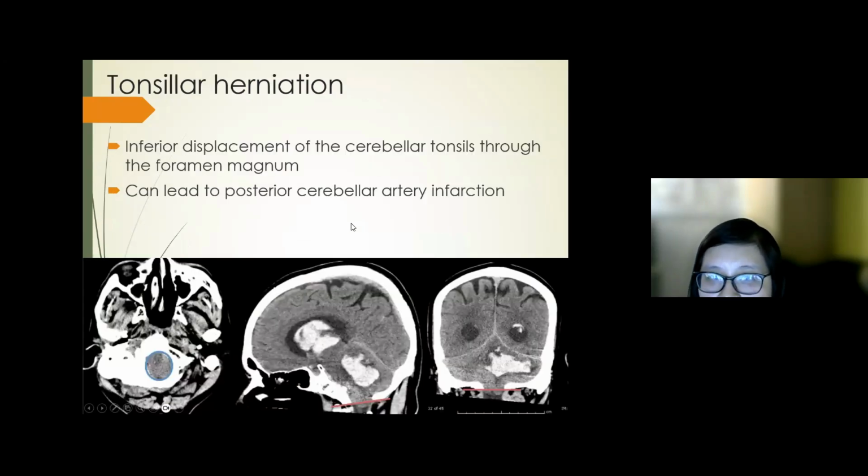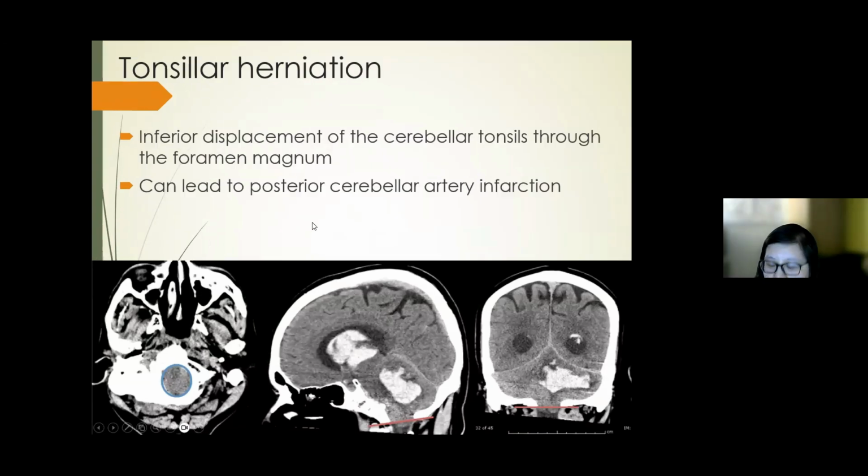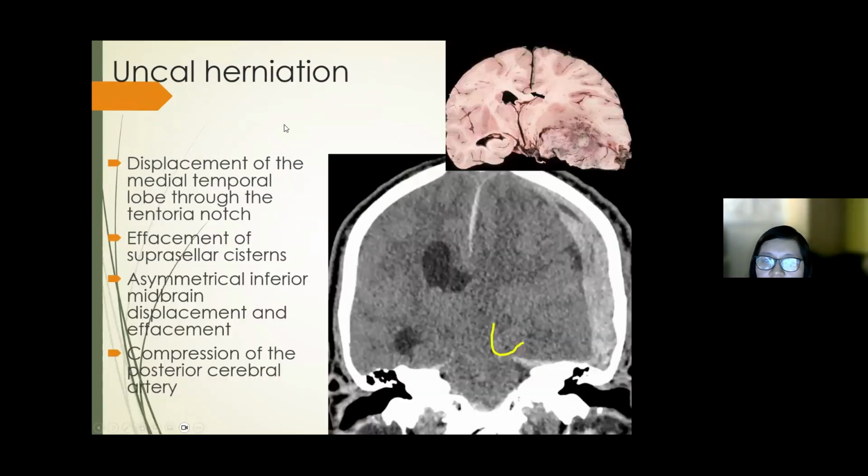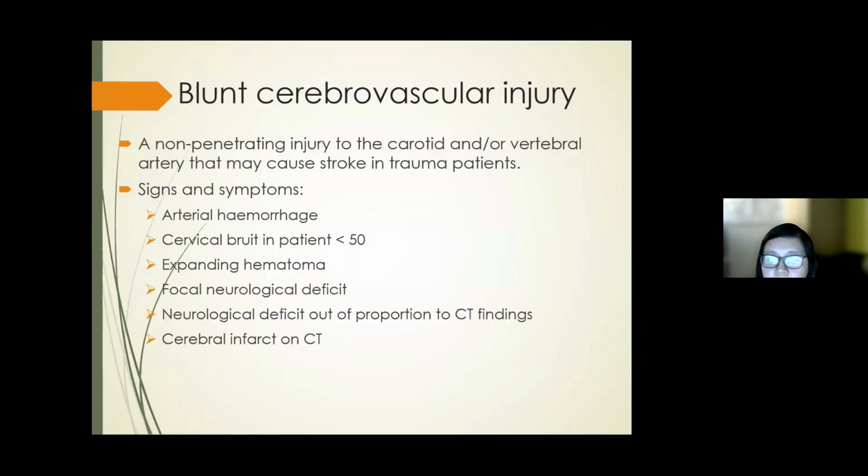For tonsillar herniation, there is an inferior displacement of the cerebellar tonsils through the foramen magnum, and it can lead to posterior cerebral artery infarction. Uncal herniation means there is a displacement of the medial temporal lobe through the tentorial notch, and it can cause effacement of the suprasellar cistern and asymmetrical inferior midbrain displacement and effacement as well. This kind of herniation can cause compression onto the posterior cerebral artery.